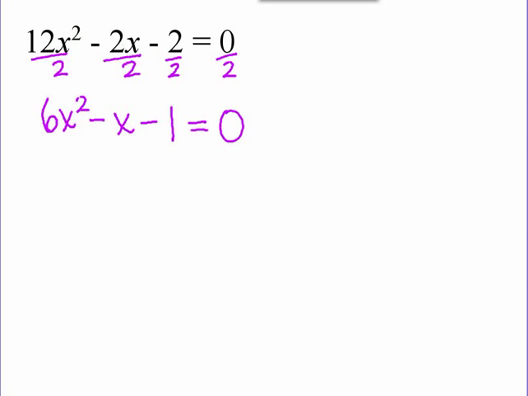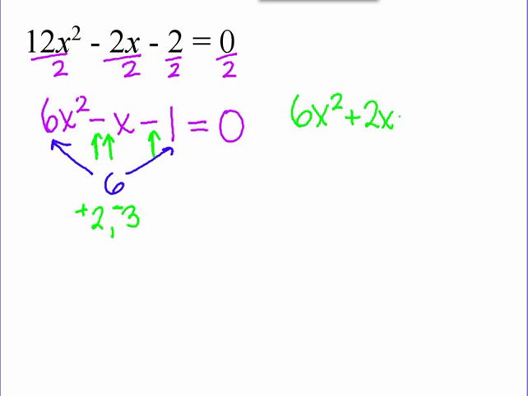Now what you're going to do is first times last. Two factors of that that differ by 1. What is it? 2 and 3. How do you get a negative 1 from 2 and 3? Negative 3, positive 2. So let's rewrite that. 6x squared plus 2x minus 3x minus 1 equals 0.